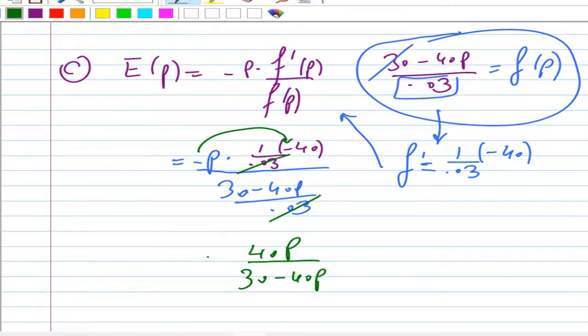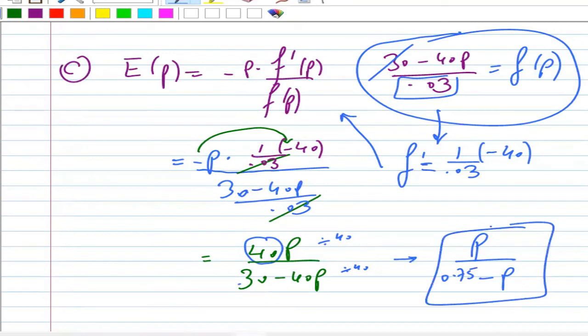Now teachers like those to be simplified. If this is expressed on the board, they would like to take the number beside, so they divide by 40 up and down. Let me write it once. Divide by 40 up and down for simplicity of the elasticity. Then the p would remain. You want to divide every number by 40, so that would be minus p over, now 30 over 40 would be 3 over 4, which is 0.75. You can keep it 3 over 4, you can write it 0.75. So this is your elasticity in simple form.